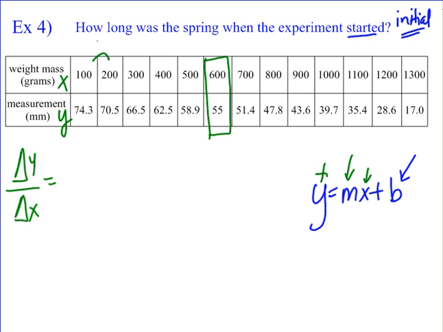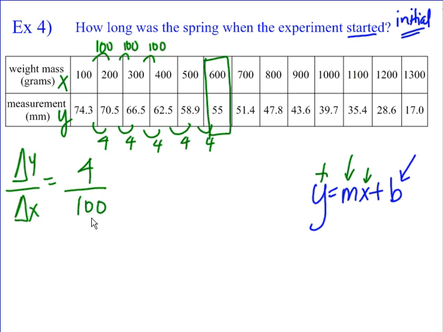We notice that this changes by 100. So we're going to use that as our change in x. And let's get an approximate change here. So this is changing by approximately 4 each time. Okay, so we're going to say that this is going to change approximately 4 millimeters for every 100 grams added. And if we reduce that, that would take us down to 1/25th. And that's going to represent our slope.